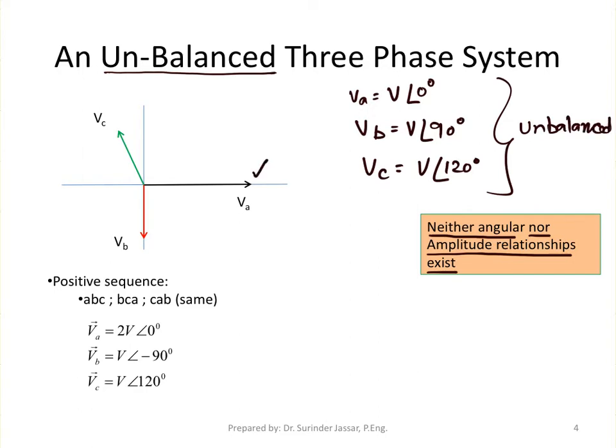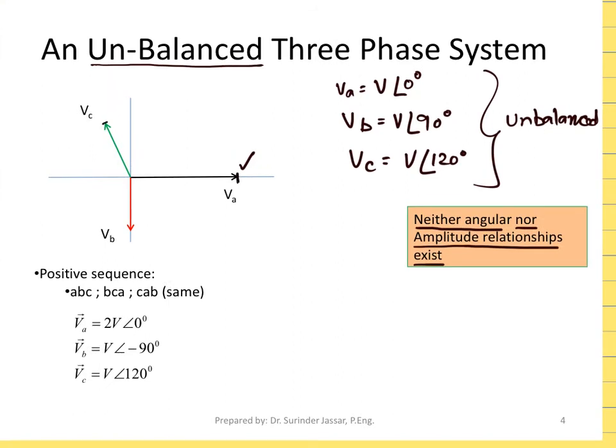We have VA. First of all, the amplitude of VA is considered as double in comparison to the red and the green arrows. So if we consider the length of the red and the green arrow as V, the length of the black arrow is twice V. So for VA, the amplitude is 2V and the angle is 0 degrees. What is VB? VB has an amplitude of V and an angle of, clockwise, minus 90 degrees, right? That's fine. For C, you can see its amplitude is V, and in terms of angle, it is at positive 120 degrees.